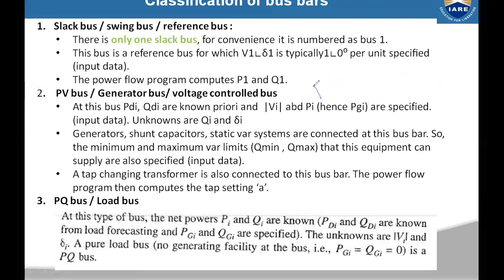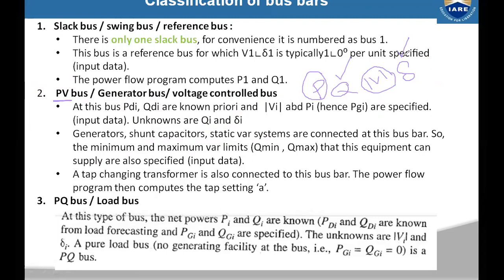Out of 4 variables P, Q, magnitude of V, and delta, at the PV bus, what I said, the name itself says PV, which is the generator bus. You will have these two parameters specified. These two, Q and delta, are unknown variables.